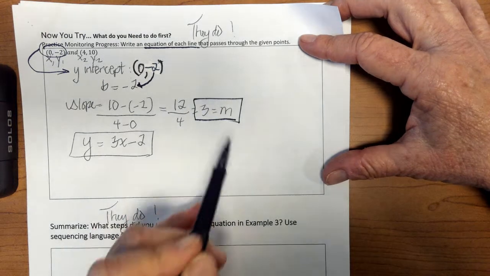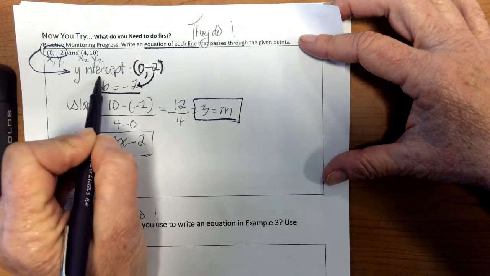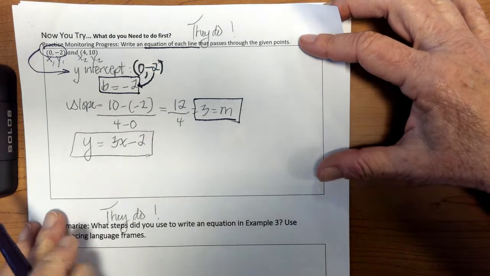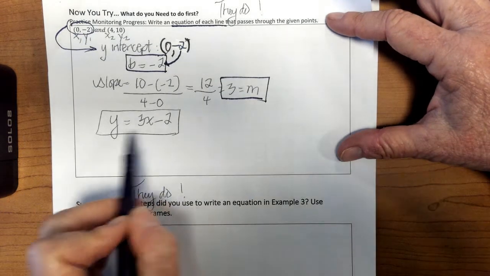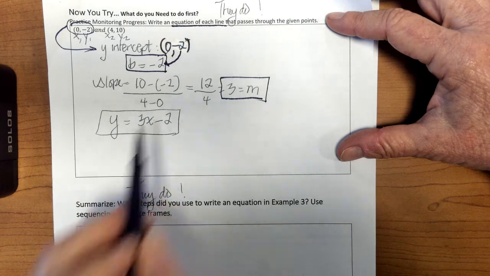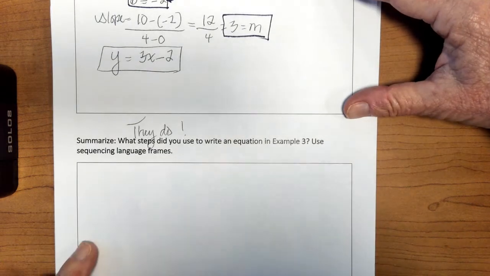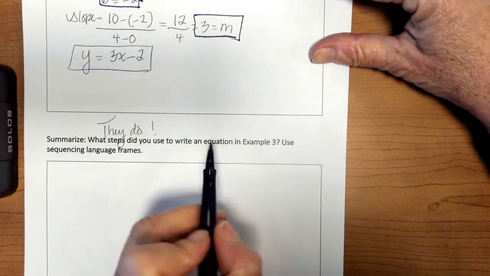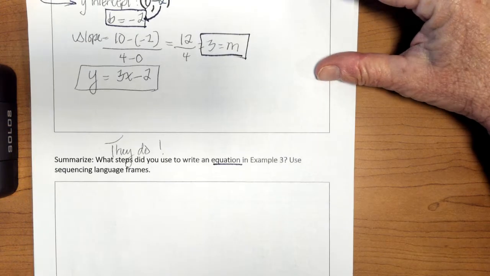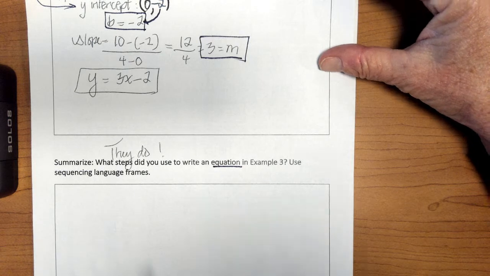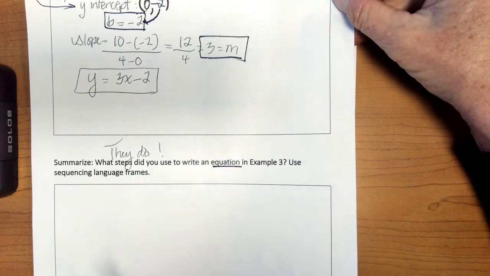Then I have the 2 most important points. I have my b and I have my m. Therefore, I'm able to write the following equation. Y is equal to 3x minus 2. You were supposed to go in and make sure that you summarize the steps in order to write an equation in example 3. That really helps solidify your learning of those concepts.